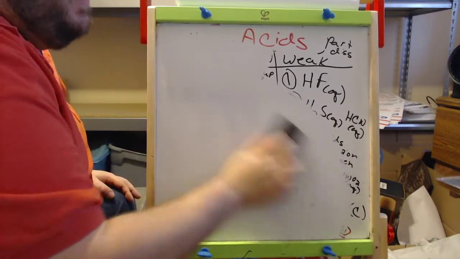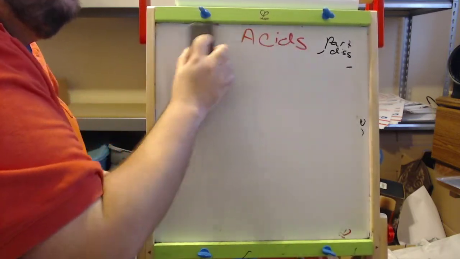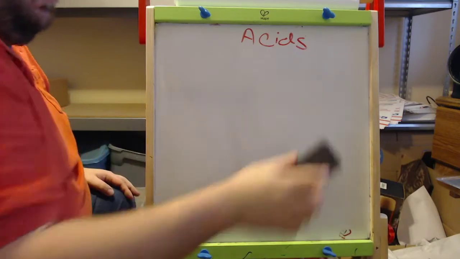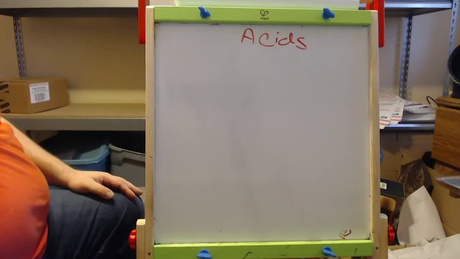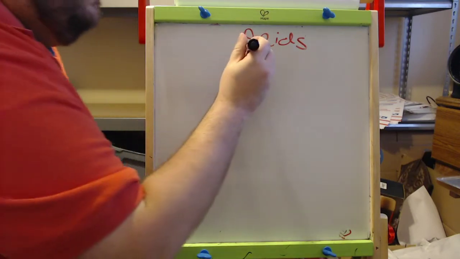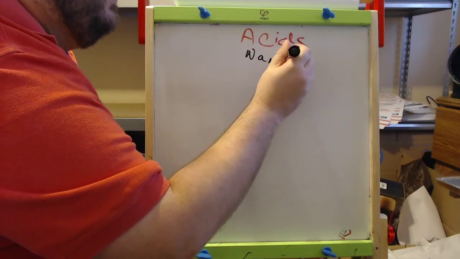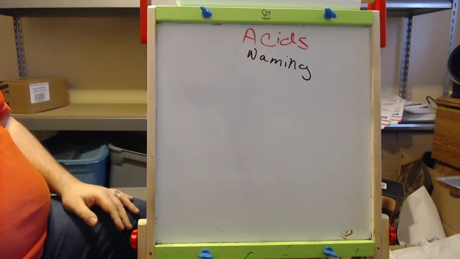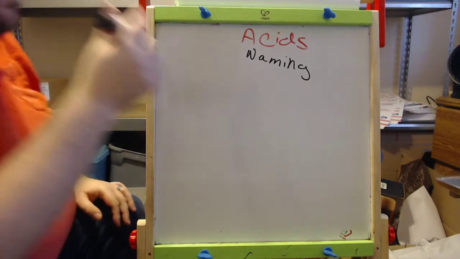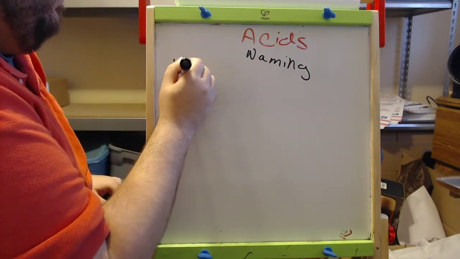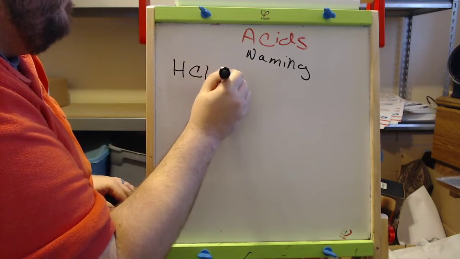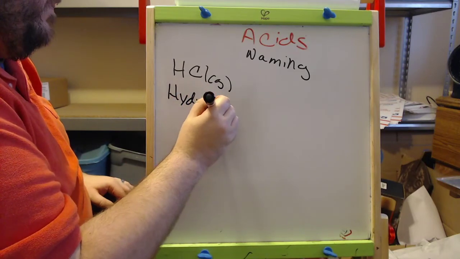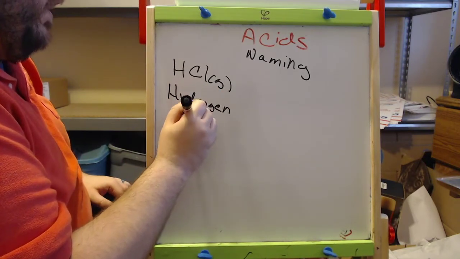All right, so then let's talk about naming our acids. And here's why I want you to be familiar with your polyatomics, because it's going to come up here. All right, naming our acids. Let's start simple. HCl gas. This would be hydrogen chloride.